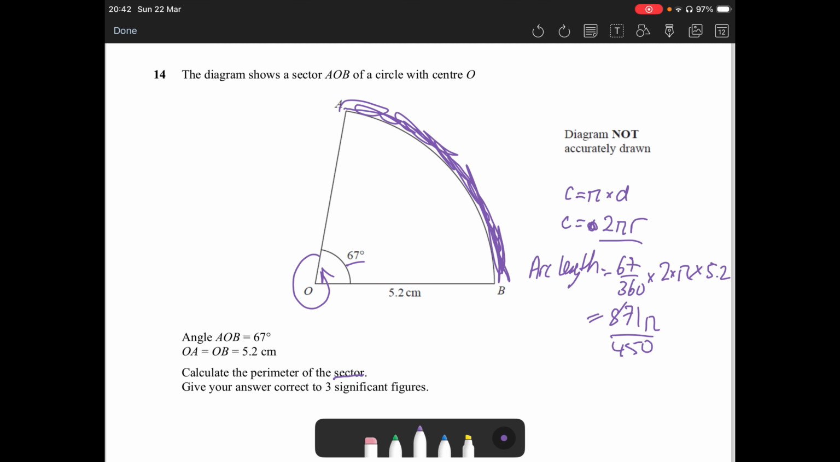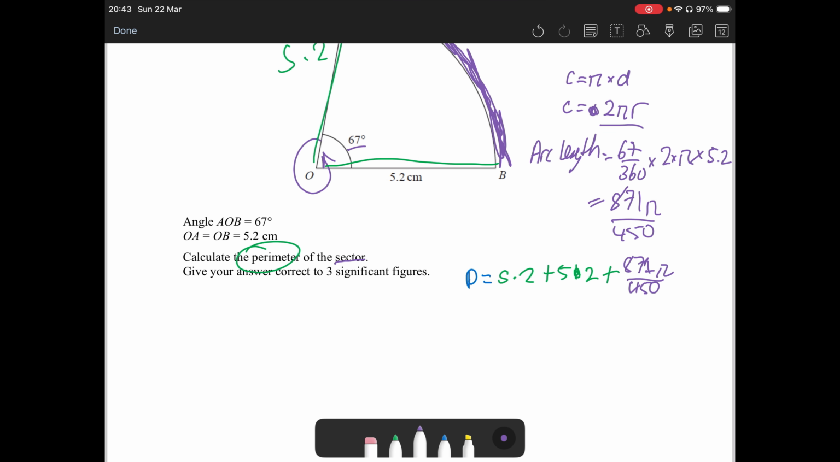Calculator likes it as an improper fraction, but look, it wants the perimeter. So remember, perimeter also includes the 5.2 here and the 5.2 up here. So let's add perimeter. Let's wrap it up. You've got your 5.2, your 5.2 plus this 871 pi over 450. Let's add away. And I'm going to round it to 3 significant figures.